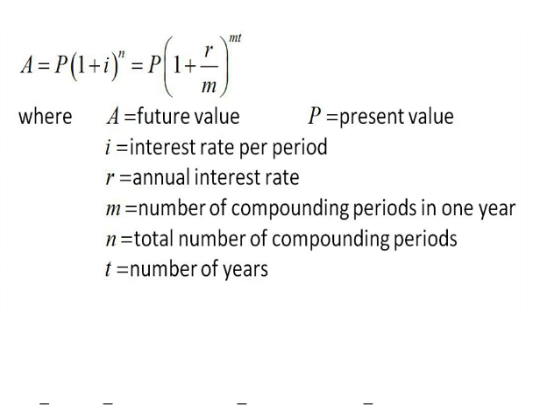Now that's again the same thing as the present value times 1 plus the annual interest rate divided by m, where m is the number of compounding periods in 1 year, raised to the m times t, where t is the total number of years.